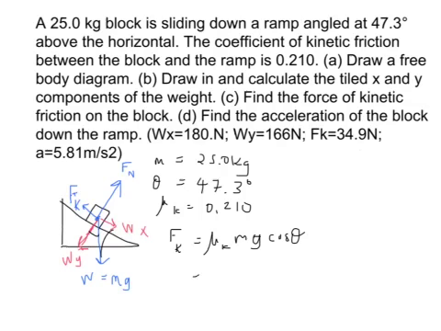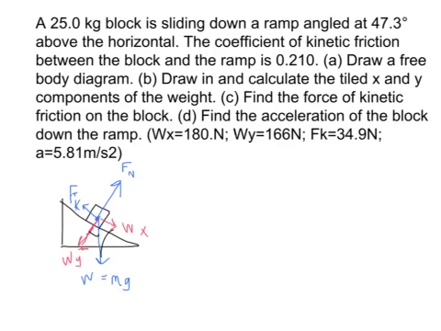So you plug in your values. Mu, you plug in the value of 0.210, m is 25, right? That's what goes here. G is 9.81, theta, take cosine of 47.3. And what you get there is 34.9 newtons. Okay. So now I'm going to erase again and solve for part D.